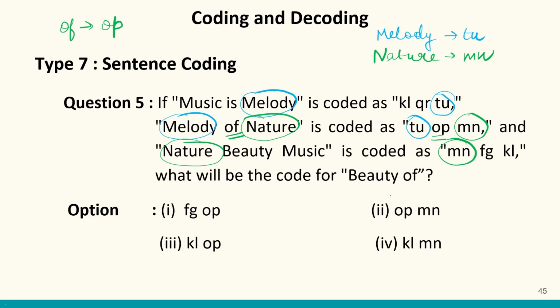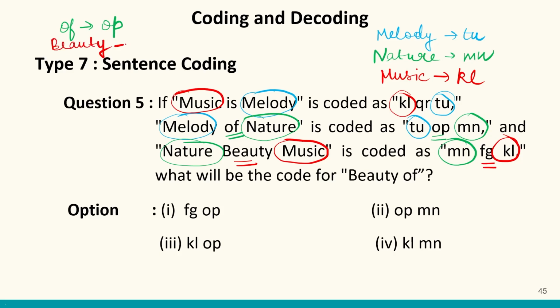Then we have to find the code of beauty of. So if I look over here, the word music is common between these two sentences. Music is melody and nature beauty music. So music is the only common word. So over here, KL, QR, TU and MN, FG, KL. KL is the only common code. So music will be coded as KL, right? So then the only remaining word over here is beauty and the only remaining code is FG. So beauty will be coded as FG. So our answer will have both OP and FG, which is option number 1.